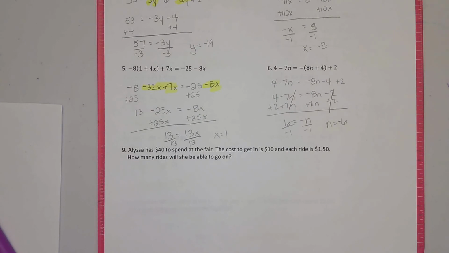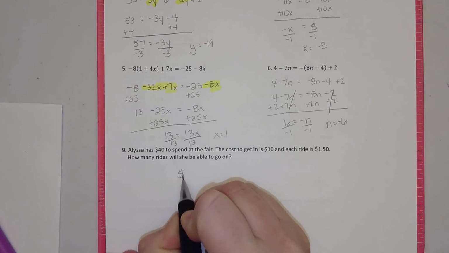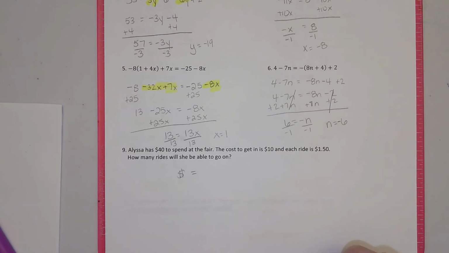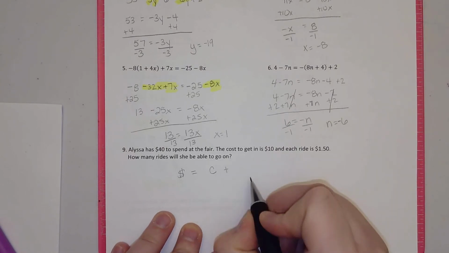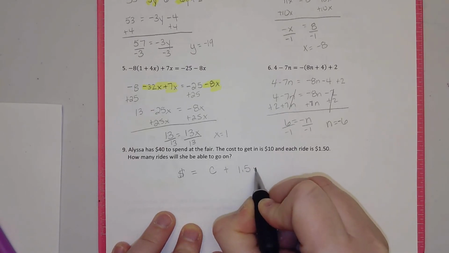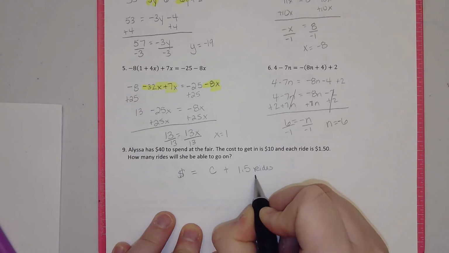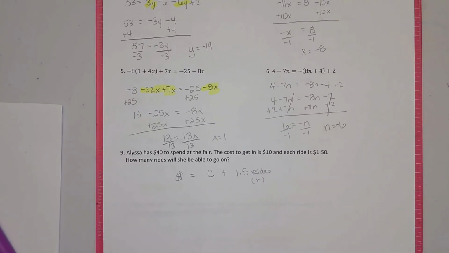Alyssa has $40 to spend at the fair. The cost to get in is $10, and each ride's $1.50. How many rides will she be able to go on? So the first thing is set up an equation. The total amount of money that we have equals what we're going to spend. So this would be cost plus $1.50 times the rides. And if you want to, just use R or X.